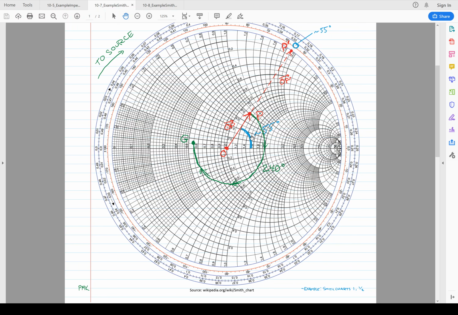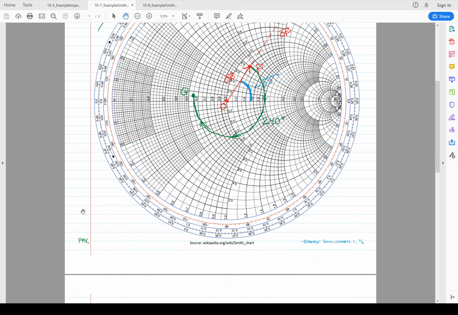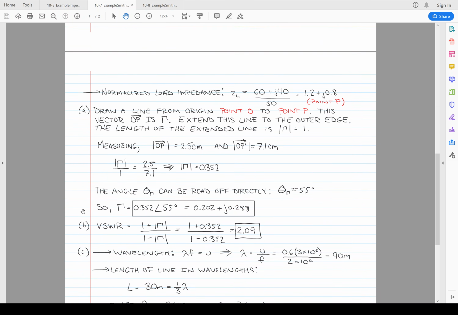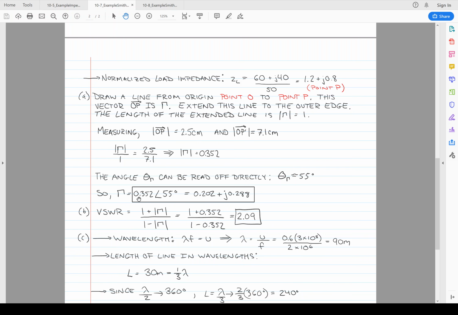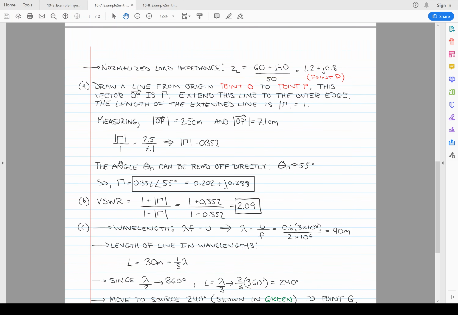So that's this angle that I've also labeled here, about 55 degrees. And so now we have the magnitude and the angle of the reflection coefficient at point P. I can write my reflection coefficient as 0.352 angle 55 degrees, and I can use Euler's formula to put this in rectangular form, 0.202 plus j 0.288, and that is the reflection coefficient.